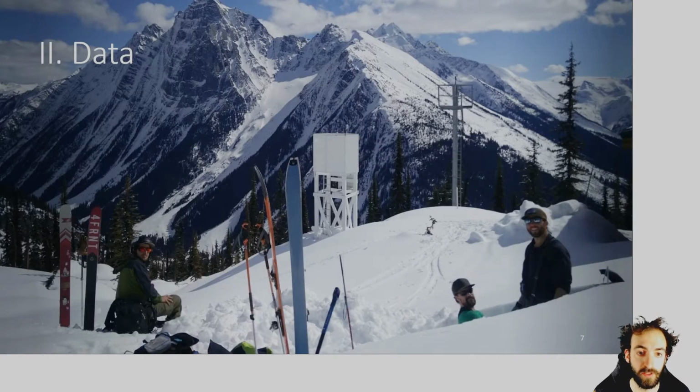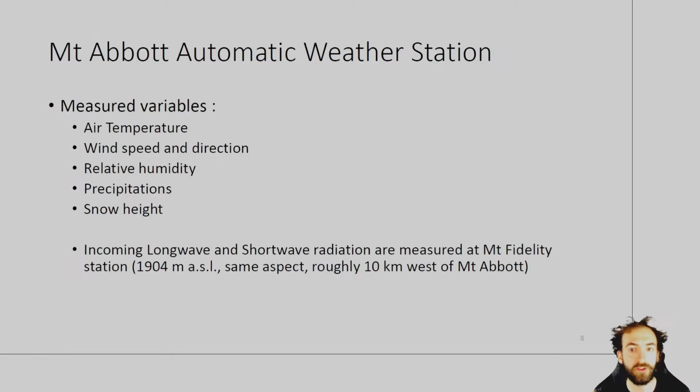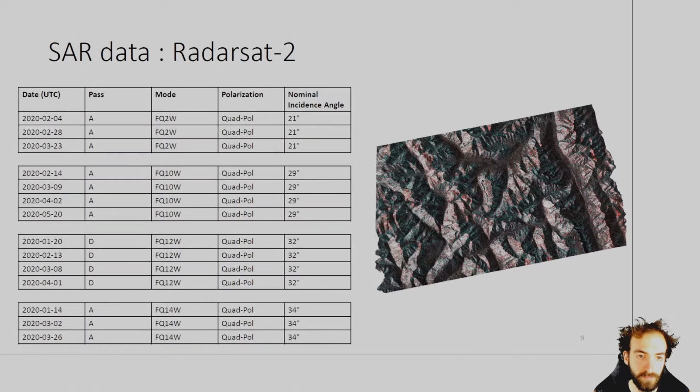For the data I'm using, the Mount Abbott Automatic Weather Station is measuring air temperature, wind speed and direction, relative humidity, precipitation, and snow height. The incoming long-wave and short-wave radiations are measured at Mount Fidelity Station, which is at 1,900 meters above sea level, at the same aspect and roughly 10 kilometers west of Mount Abbott.